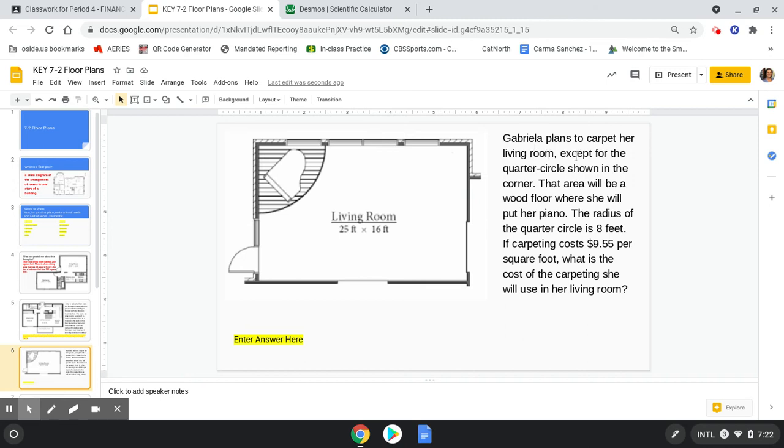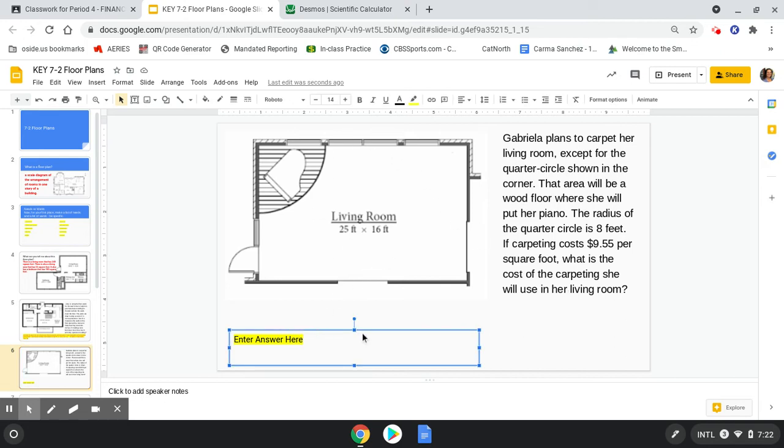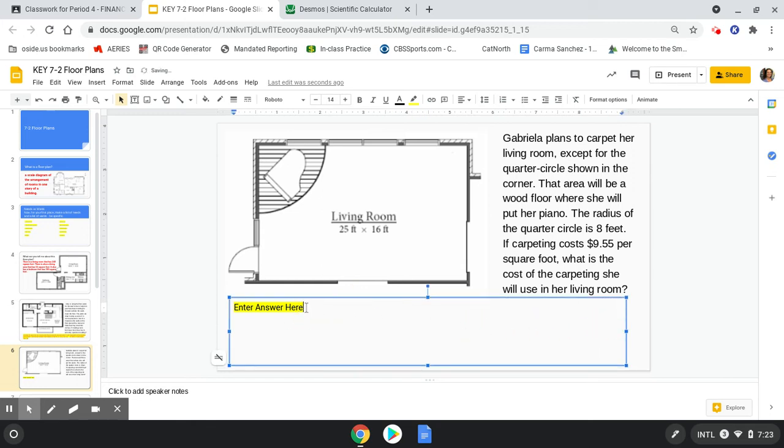Gabriella plans to carpet her living room. Except for the 1/4 circle shown in the corner, that area is going to be a wood floor where she will put her piano. The radius of the 1/4 circle is 8 feet. If carpeting costs $9.55 per square foot, what is the cost going to be? So we're going to be doing a geometry problem here. Where we're going to take the total square footage of the rectangle and subtract the 1/4 circle.